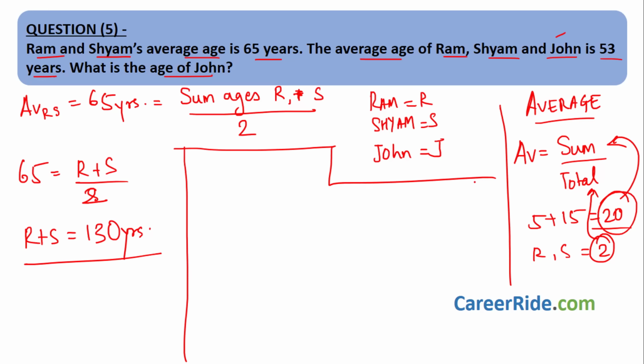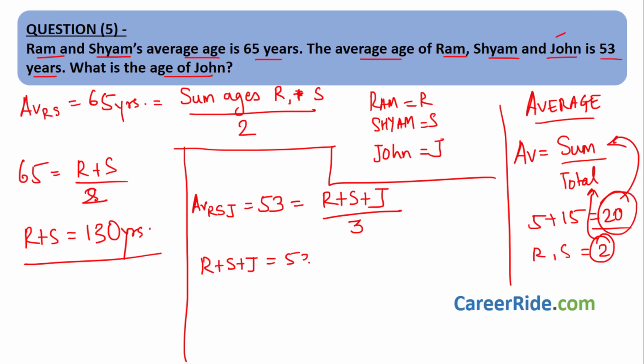Now, let's come to another scenario. What they have given, average age of Ram, Shyam and John is 53 years. That is nothing but age of Ram plus age of Shyam plus age of John divided by total number of observations. How many people are there right now? There are Ram, Shyam, John. That is 3 people. So divide by 3. So R plus S plus J equal to 53 into 3. That comes out to be 159.